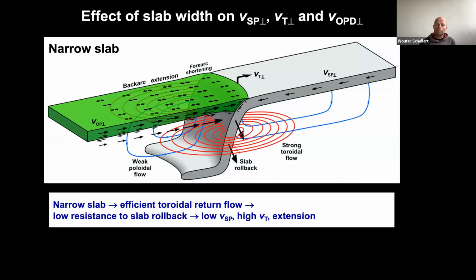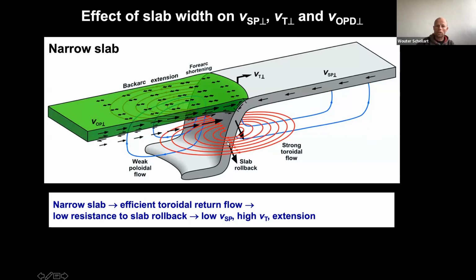What about slab width? How might this affect VSP, VT, sorry, and VOPD? Well, the general conceptual model, again, is not very complicated. The idea is we have a relatively narrow slab, as shown in this schematic diagram here. If we have a narrow slab, then the lateral slab edges. Here we have a lateral slab edge on one side, and here we have the lateral slab edge on the other side. If we have a narrow slab, then in general, we have efficient toroidal return flow.